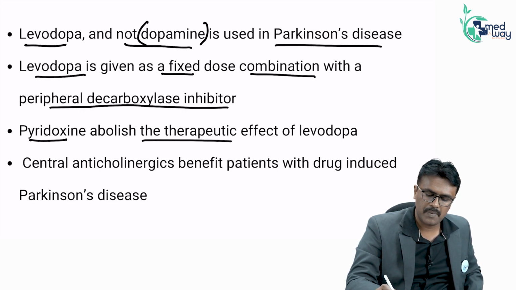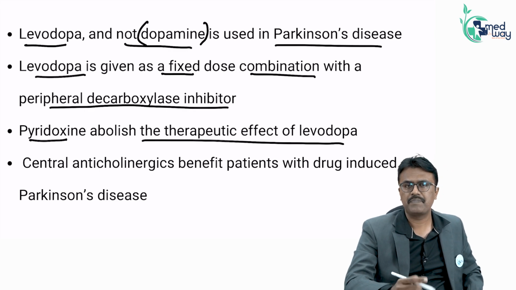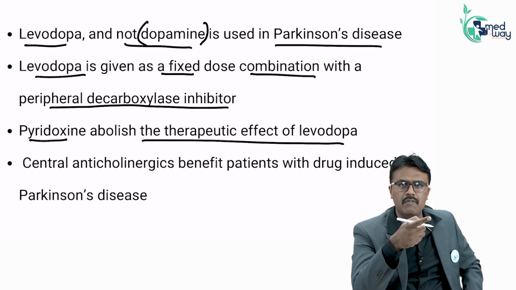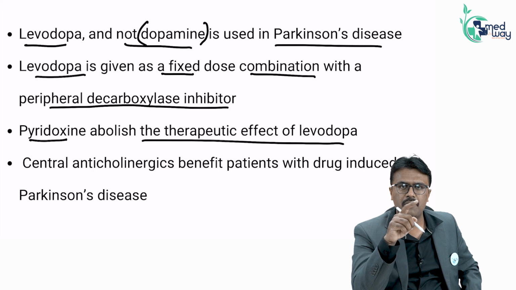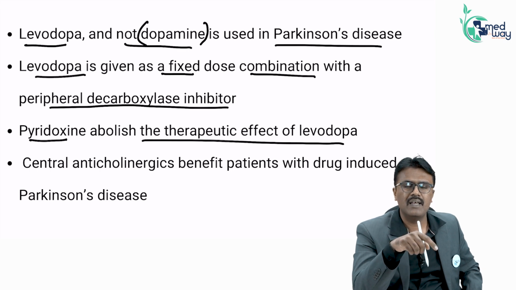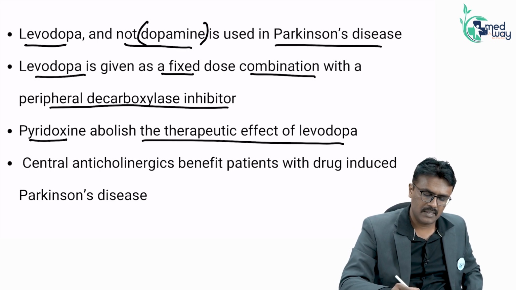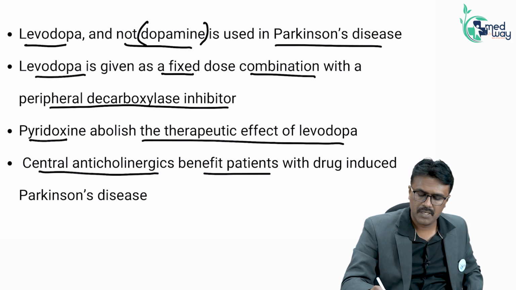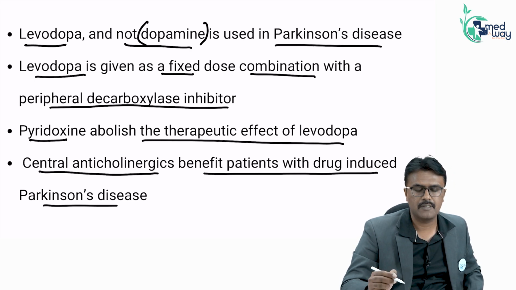Pyridoxine abolishes the therapeutic effect of levodopa. Yes, in the periphery, levodopa will become dopamine with the help of peripheral decarboxylase that is activated by pyridoxine. So if I use pyridoxine and levodopa together, the efficacy of levodopa decreases. Central anticholinergics benefit patients with drug-induced Parkinson's disease.